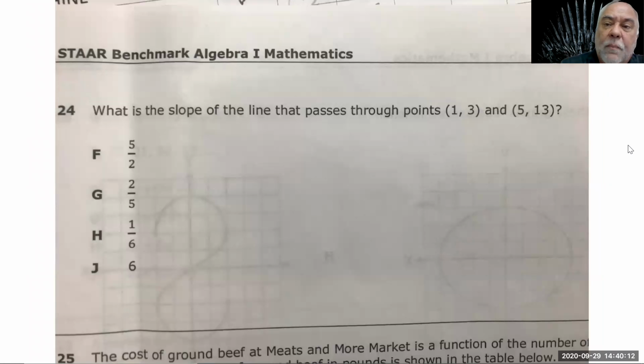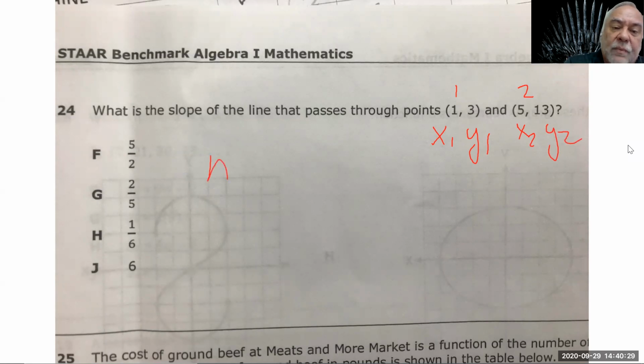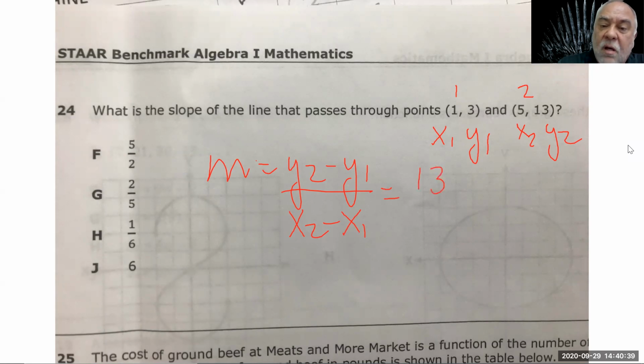Okay, what's the slope of a line that passes through these points? If you label this point 1 and point 2, that makes this x1, y1, and x2, y2. And you know the slope is just y2 minus y1 over x2 minus x1. y2 is 13. y1 is 3.